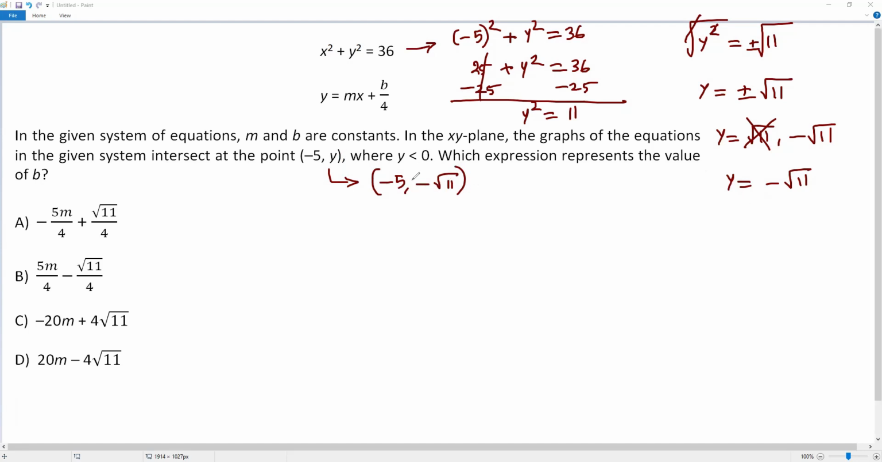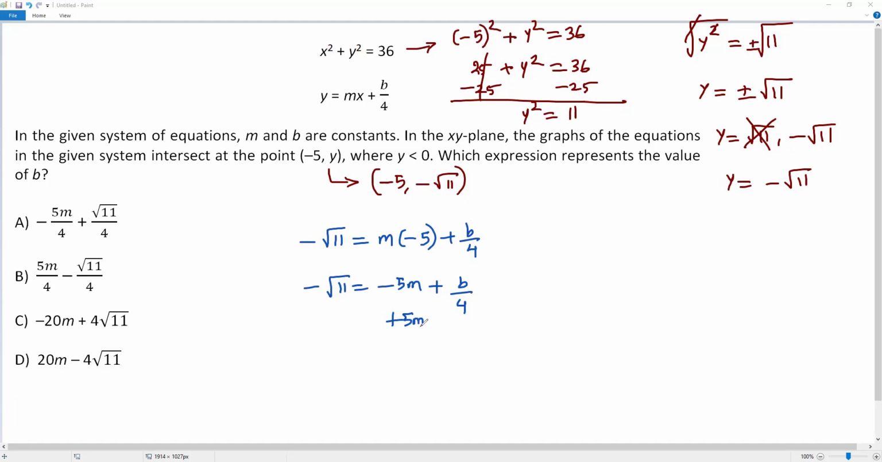As I said, this is a point of intersection of the graphs of these two equations. So we can plug in this point into each of these two equations. Now we can plug in this point into the second equation to solve for b in terms of m. Okay, we have to plug in this x coordinate -5 for x and the y coordinate negative square root of 11 for y over here. Then we have negative square root of 11 equals m times -5 plus b over 4. Negative square root of 11 equals, m times -5 can be written as -5m, plus b over 4.